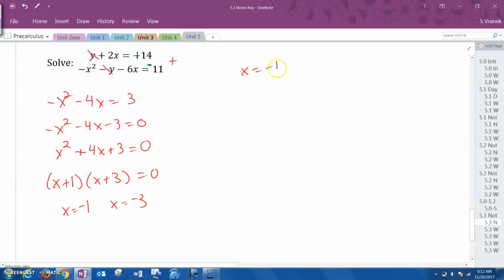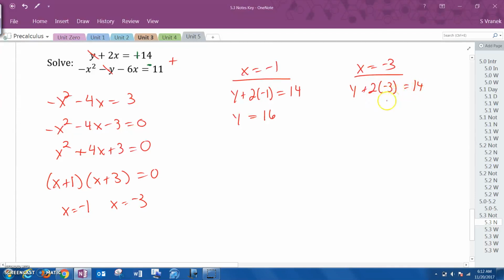So when x equals negative 1, I'm going to use the top equation. I get y plus 2 times negative 1 equals positive 14. Y equals negative 2, no, that was wrong. I was going to say y, yeah, that's a negative, y equals 16. And then when x equals negative 3, we get y plus 2 times negative 3 equals 14. And we move that over, so we're moving the negative 6, we're adding to become positive, and we get 20. So we get the points (negative 1, 16) and (negative 3, 20).